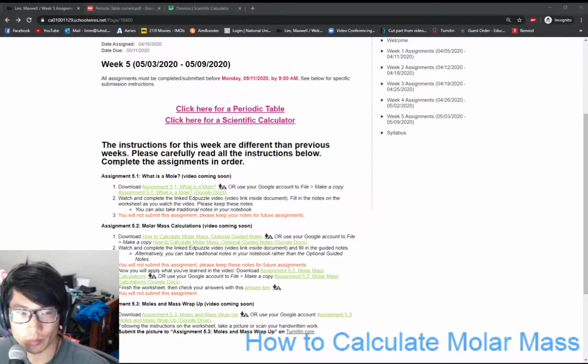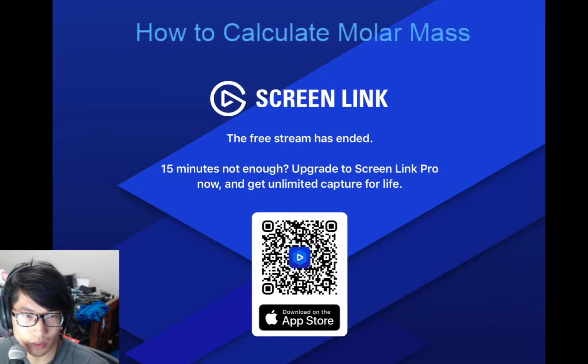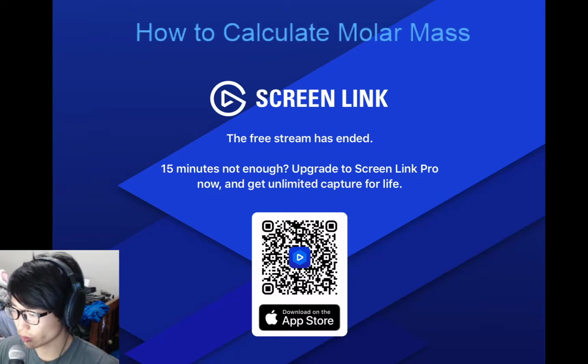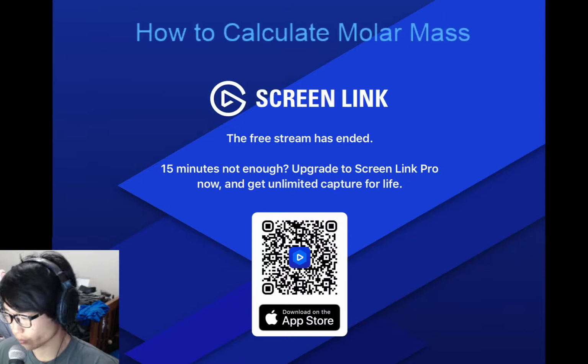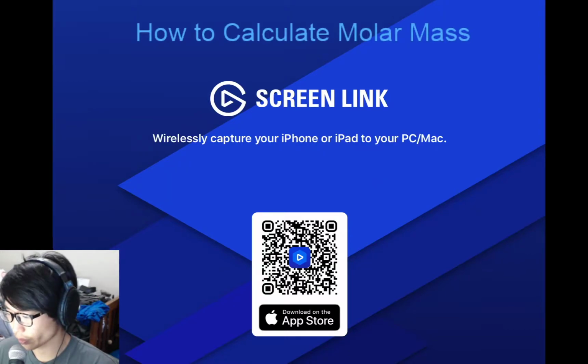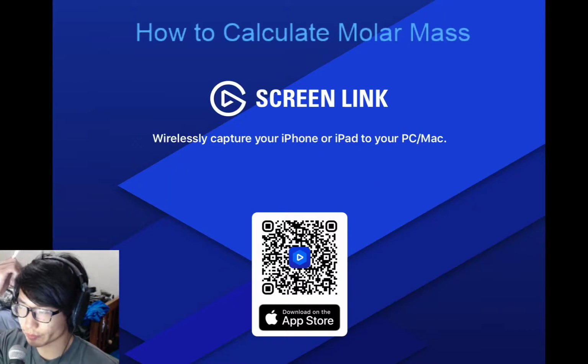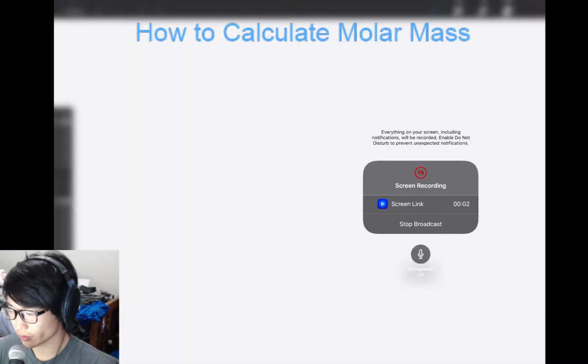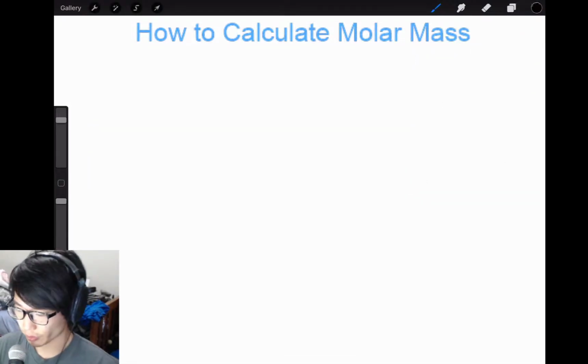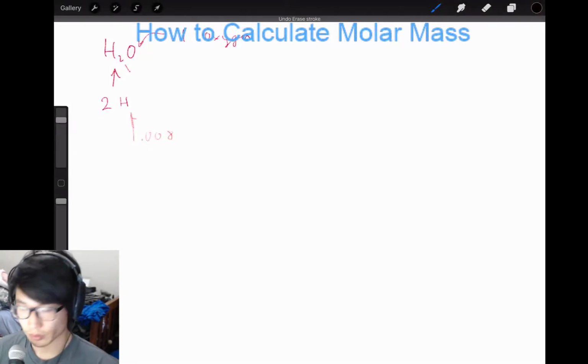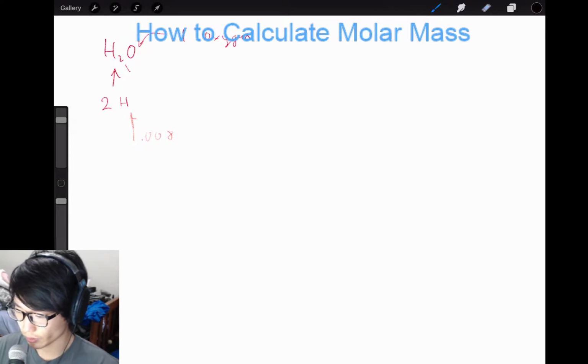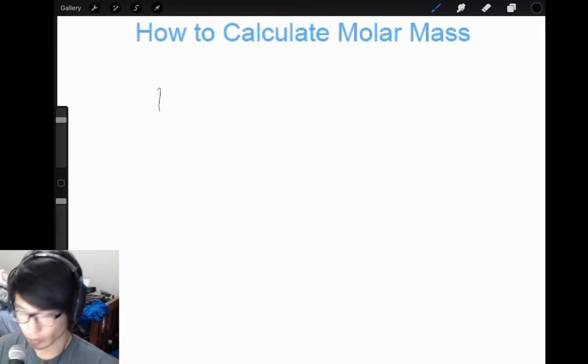Okay, so just as an example problem, I'm just going to go right into it. Let me get this started back up. We're first going to do calculating the molar mass of H2O, or water. So I'm going to write H2O, and I need to find the molar mass of it.